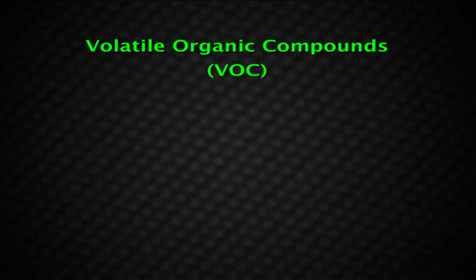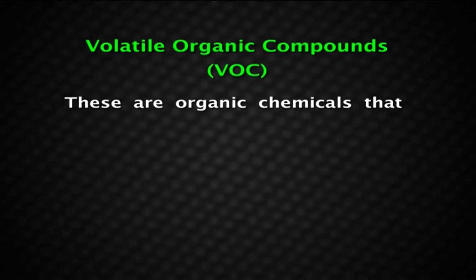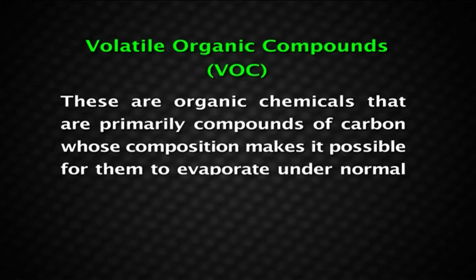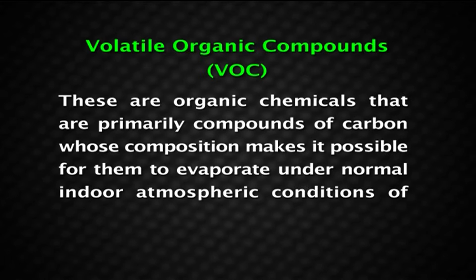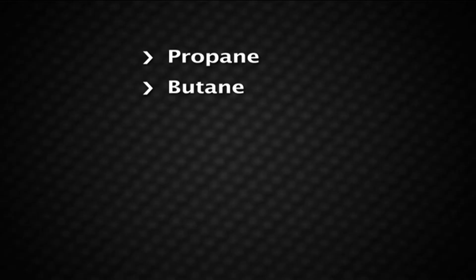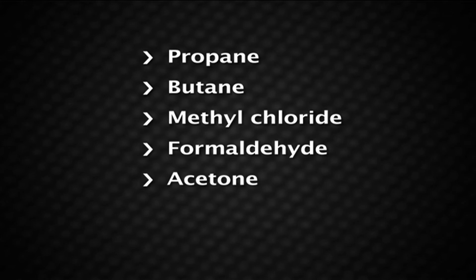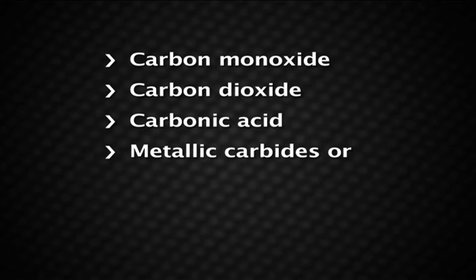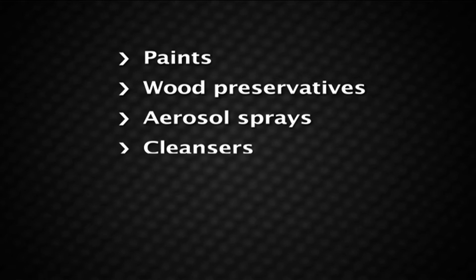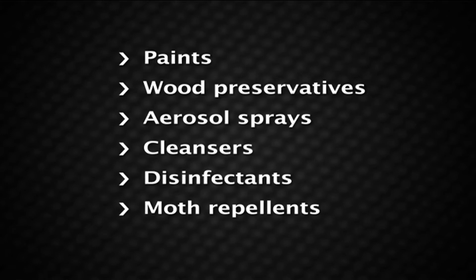First, volatile organic compounds or VOCs. These are organic chemicals that are primarily compounds of carbon whose composition makes it possible for them to evaporate under normal indoor atmospheric conditions of temperature and pressure. These include propane, butane, methyl chloride, formaldehyde, acetone and toluene. However, these compounds exclude carbon monoxide, carbon dioxide, carbonic acid, metallic carbides or carbonates and ammonium carbonate. The sources of VOCs are paints, wood preservatives, aerosols, cleaners, disinfectants and moth repellents.